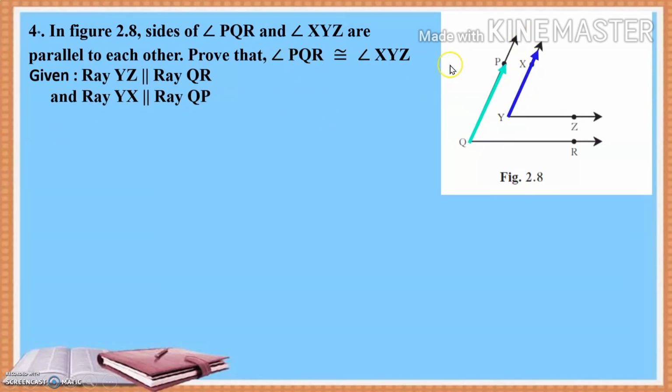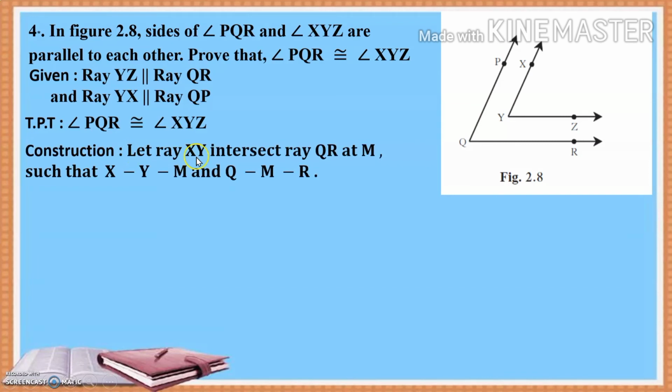Now what we have to prove? To prove that angle PQR is congruent to angle XYZ. So this is what we have to prove. Clear? Now in order to prove this, we need to make one construction. Let ray XY intersect ray QR at M such that angle X'Y'M and Q'M'R. Now what is the meaning of the statement?